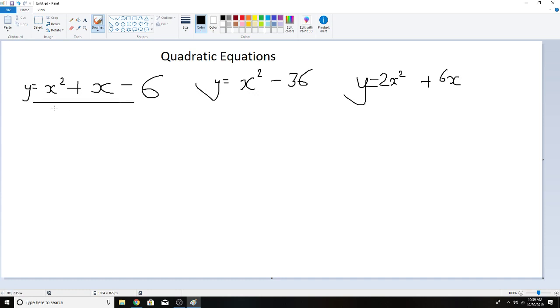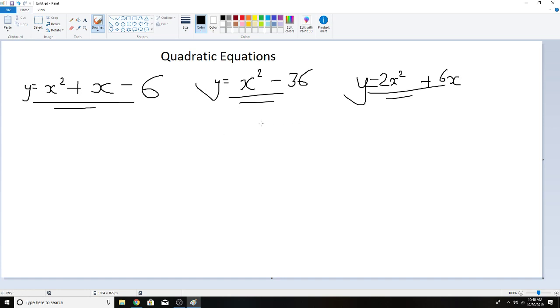So this is the first one, the second one, and the third one here. We're going to solve these. We'll start off by trying to solve the second one. I'll leave the first one for last.